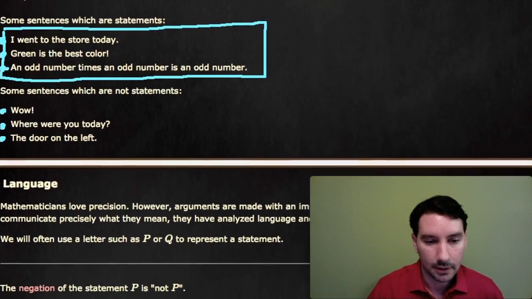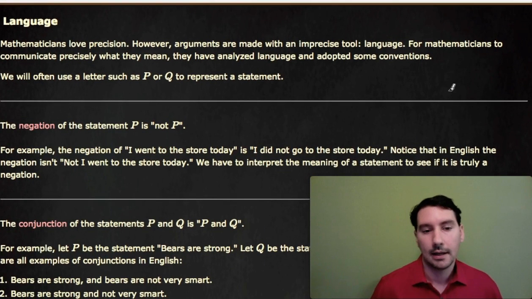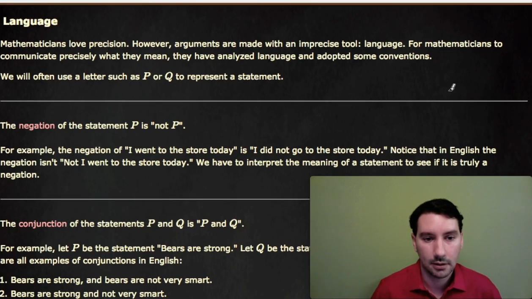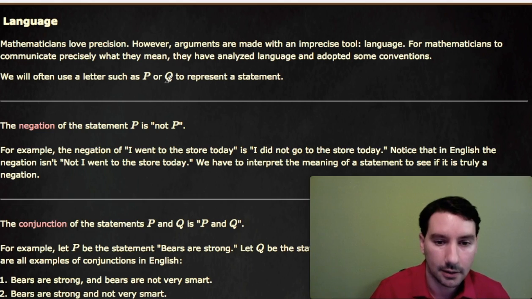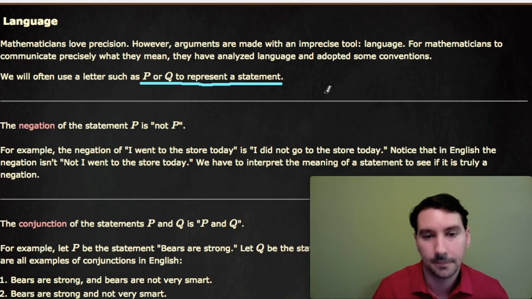So when making arguments, of course, we make arguments with language. And language is an imprecise tool. So mathematicians actually give extra definition to language, or their own definitions to language, if you'd like to say that. And with these mathematical conventions, we can be a little bit more accurate about what we're saying when we make an argument. And as you'll see below, we often use letters such as P or Q to represent a statement. So whenever you see P or Q below, that means something that's either true or false.